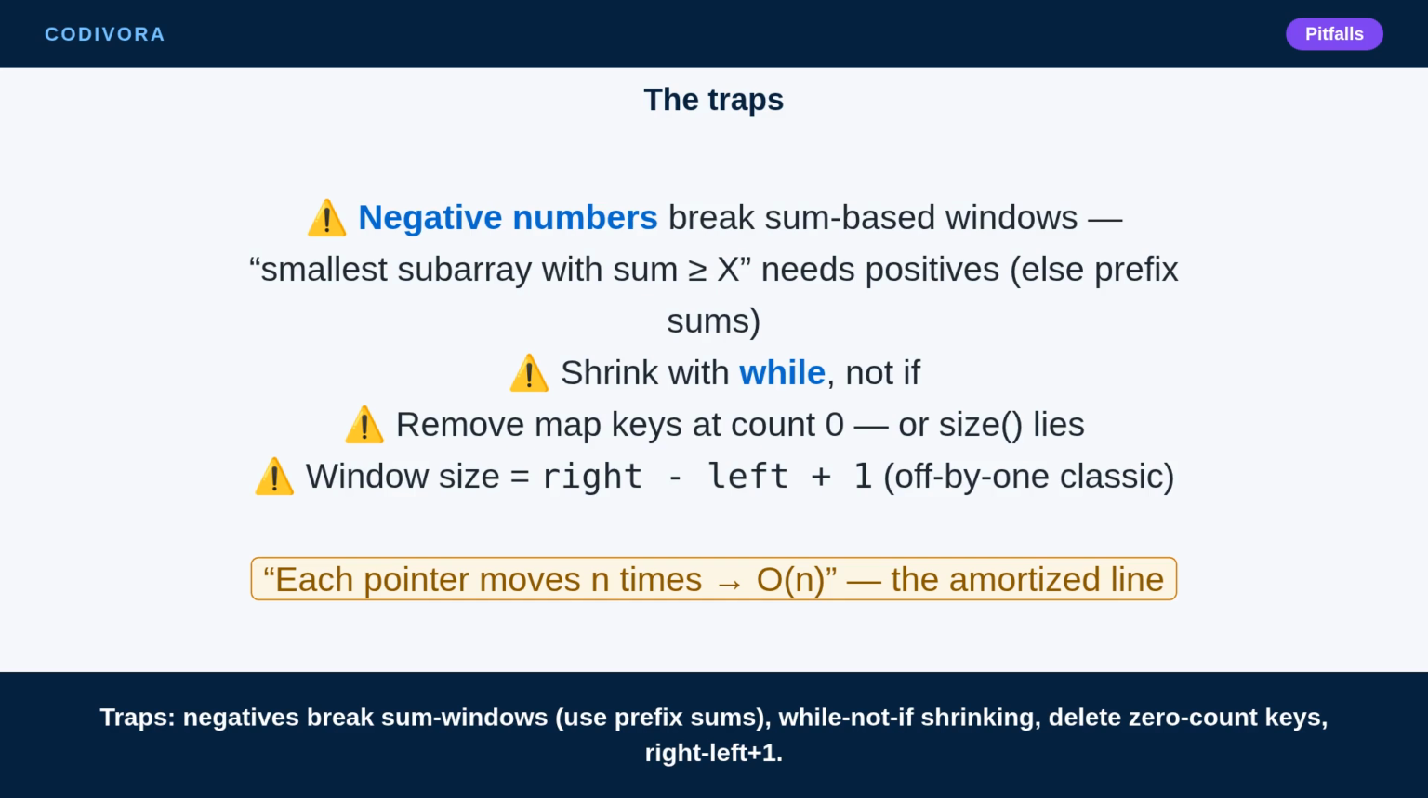The traps. Some base shrinking logic assumes non-negative numbers. With negatives, shrinking can wrongly look safe. That variant needs prefix sums. Next video. Shrink with a while, not an if. In map windows, delete keys when their count hits 0, or map.size lies about distinct counts. Window size is right minus left plus 1, the classic off by 1. And justify linearity with the amortized line: each pointer moves at most n times, so the whole thing is O of n. Interviewers wait for that sentence.